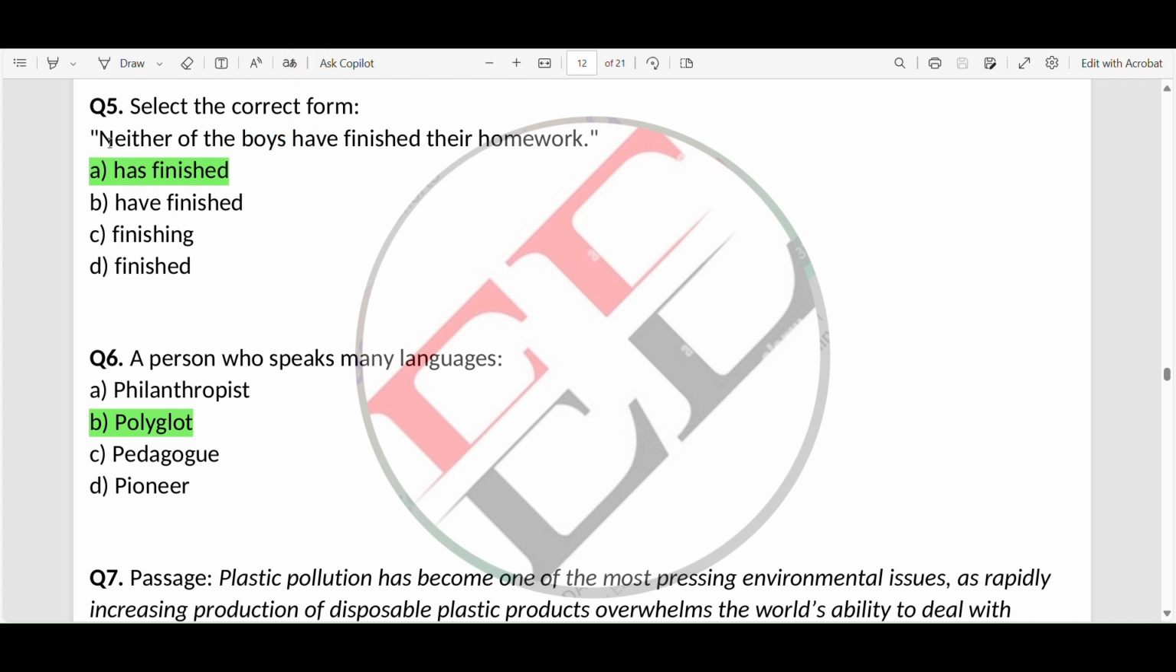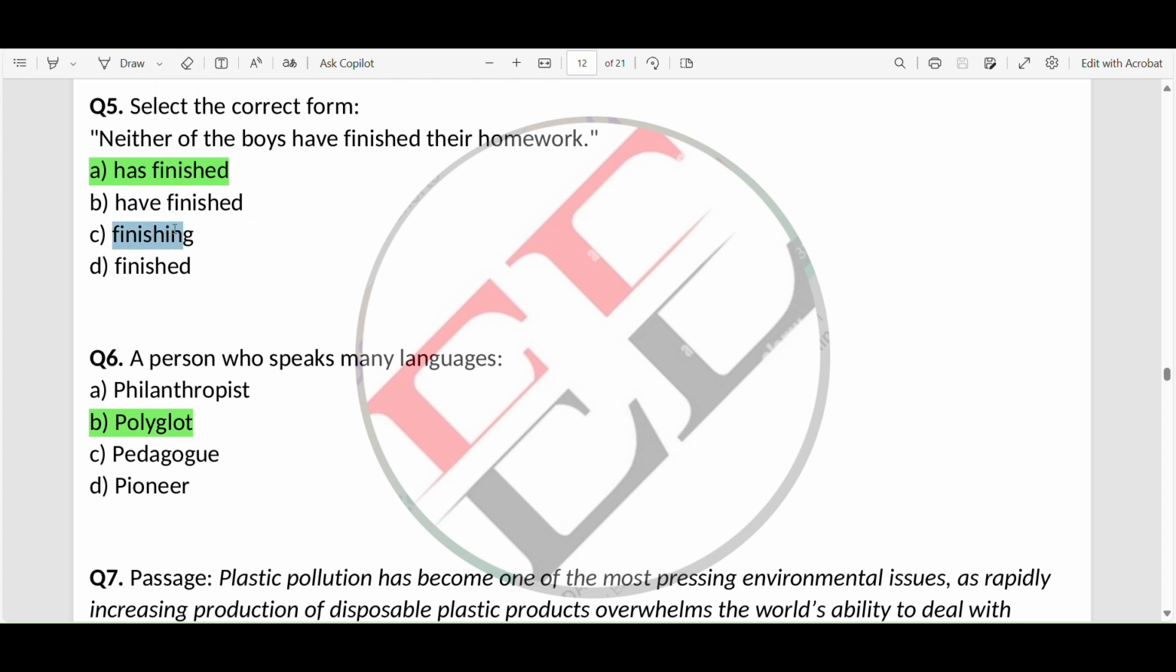but no. Before the boys we have neither, and neither of the boys is nothing but none of the boys, which means the number of boys would be zero. When there is no count, it is singular. Then have should not be used there, and you need to use has. So has finished is the correct option, and I have explained why have is not used.